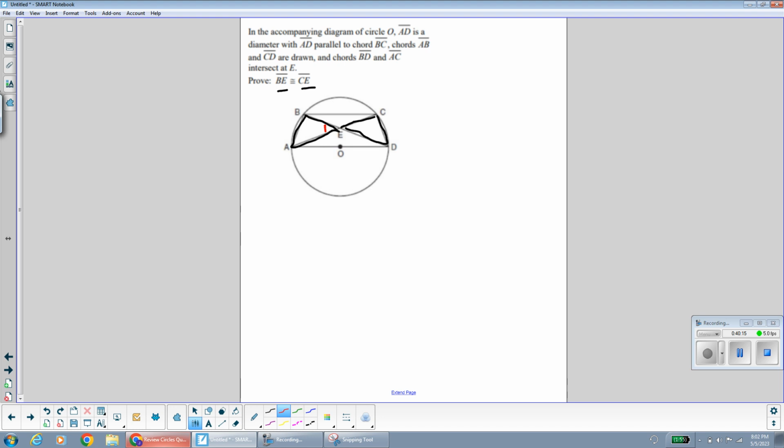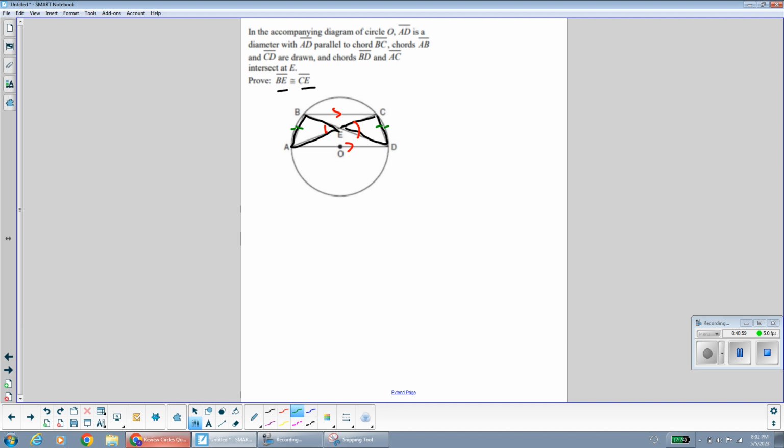Already, I see vertical angles. That might be helpful. I also know from my givens, AD is parallel to BC. And remember, if I have parallel chords, then the arcs in between them, so this arc and this arc, are congruent to each other. And remember, chords that intercept congruent arcs are congruent. So that would make AB and CD congruent to each other.